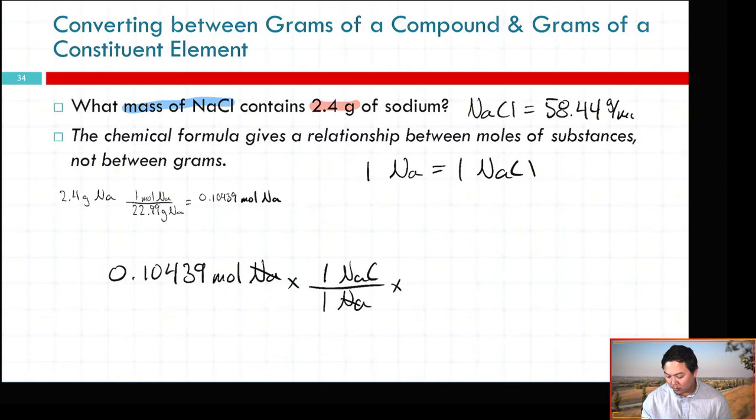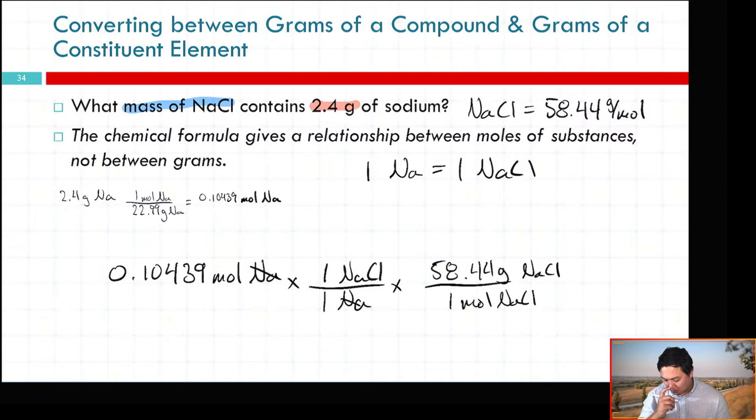So now we're going from moles of sodium chloride to grams of sodium chloride. So we'll say 58.44 grams is 1 mole. That'll give us our answer. So we'll take our number from before times 58.44.